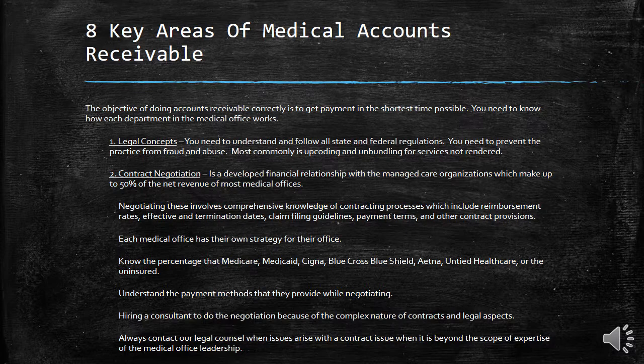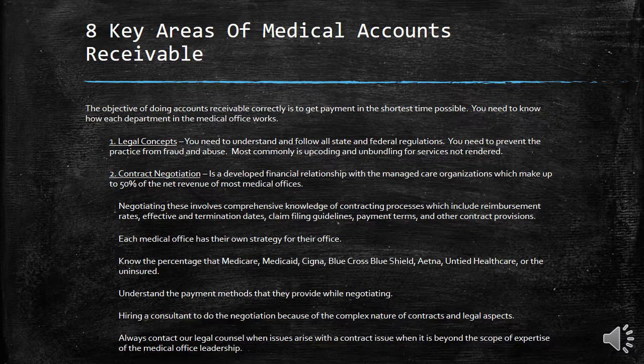Number 2, contract negotiation. This is a developed financial relationship with the managed care organizations, which make up to 50% of the net revenue of most medical offices. Negotiating these involves comprehensive knowledge of contracting processes, which include reimbursement rates, effective and termination dates, claim filing guidelines, payment terms, and other contract provisions.